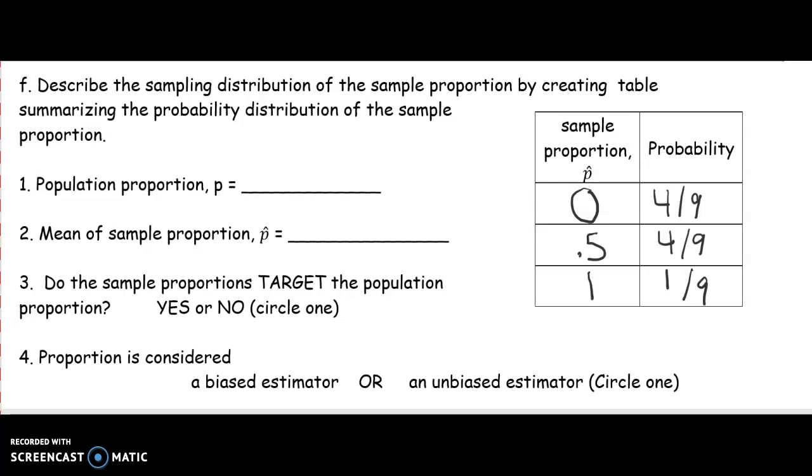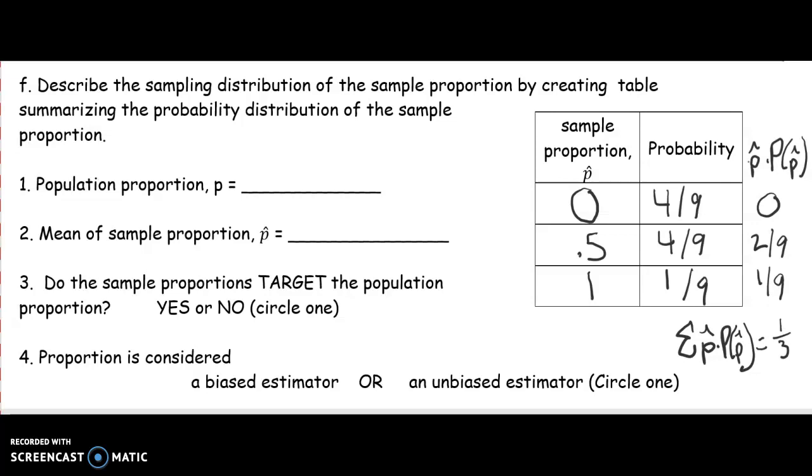Now we need to find our expected value. So we're going to take each sample proportion and multiply it by its respective probability. So we'll have 0 times 4/9 is 0. 0.5 times 4/9 is 2/9. And 1 times 1/9 is 1/9. When I find the sum of each proportion times its probability, that's my expected value, and I get 3/9 or 1/3. We can say that that's 0.3 repeated, or for the purposes of this, we'll say 0.333.